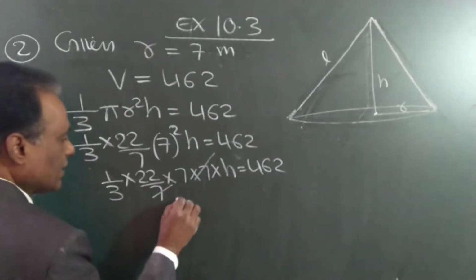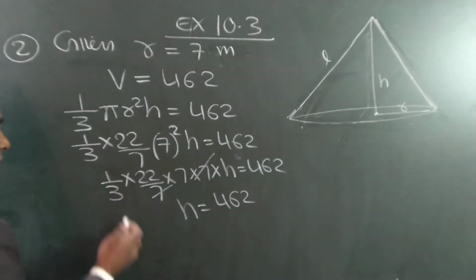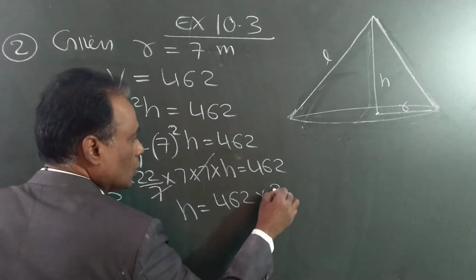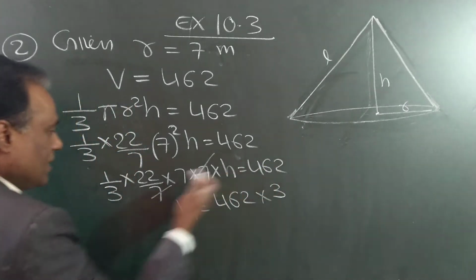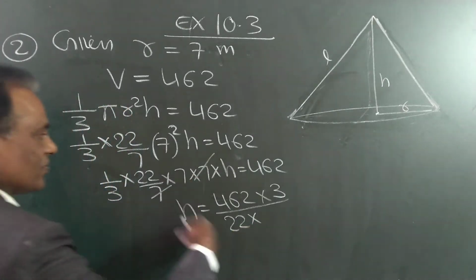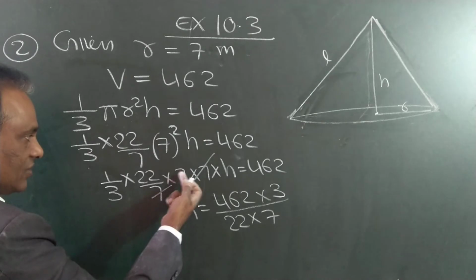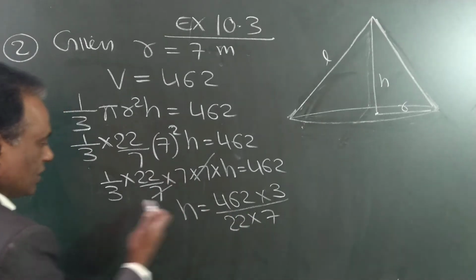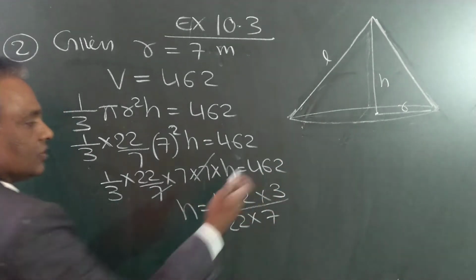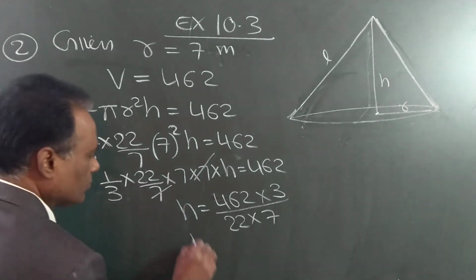Take everything to the right side. H is equal to 462. 3 will go up, into 3. 22 will be in the denominator. 7 will also be in the denominator. 7 will come down, 22 will come down, 7 will come down, and 3 will go up in the numerator. That's all. Do the simplification, that is your H value.